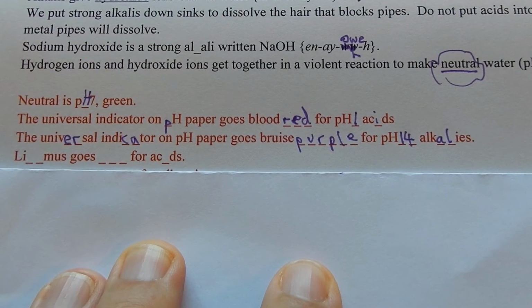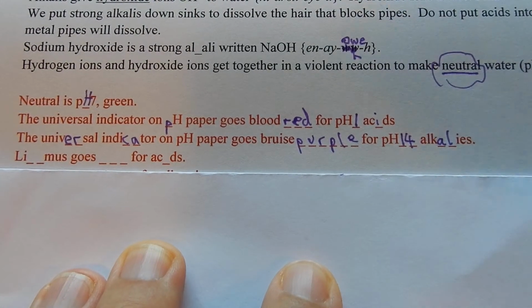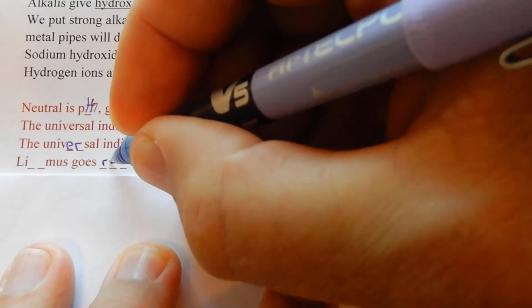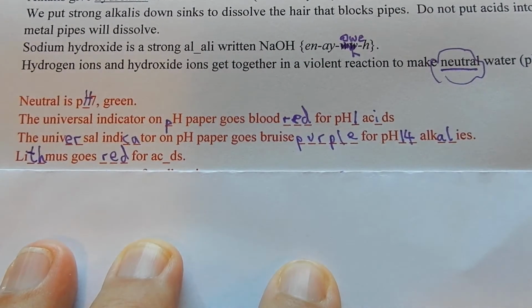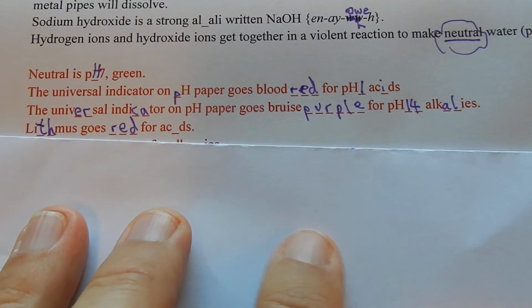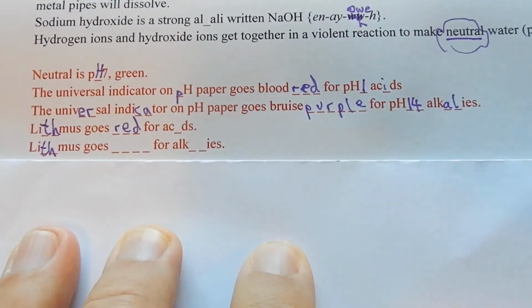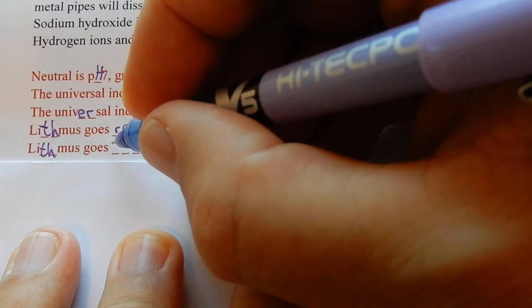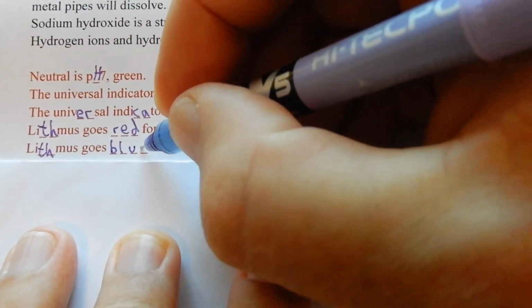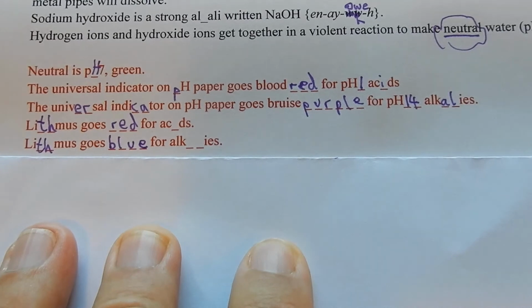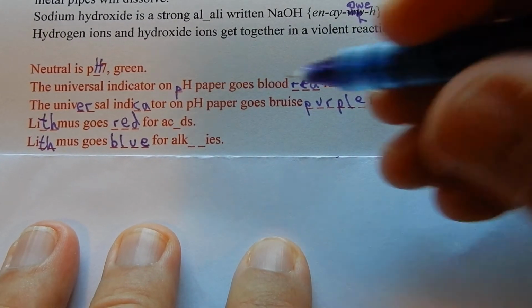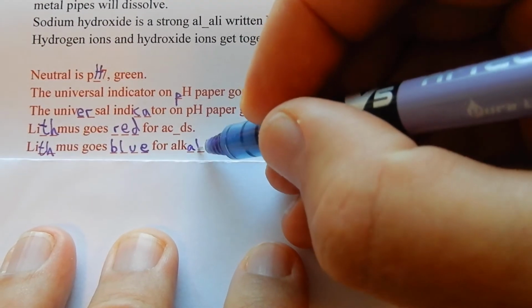Litmus goes red for acids. Litmus. It looks like it's spelled Lithmus, but it's pronounced litmus. Litmus paper. Litmus goes blue for alkalis. Litmus doesn't do the purple for alkalis. Litmus is from the lichens that we did earlier.